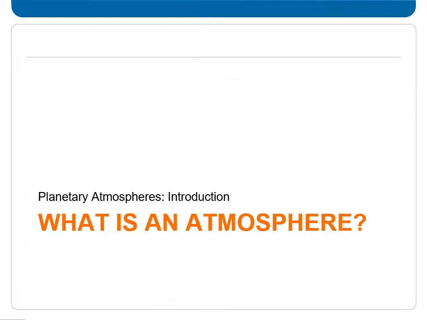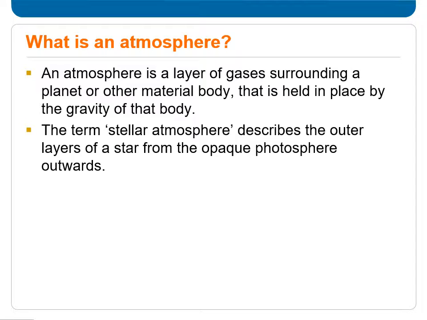This lecture introduces Chapter 7, Atmospheres of Venus, Earth, and Mars. An atmosphere is a layer of gases surrounding a planet or other material body, that is held in place by the gravity of that body. The term stellar atmosphere describes the outer layers of a star from the opaque photosphere outwards. This learning module discusses the origin, structure, and composition of planetary atmospheres.